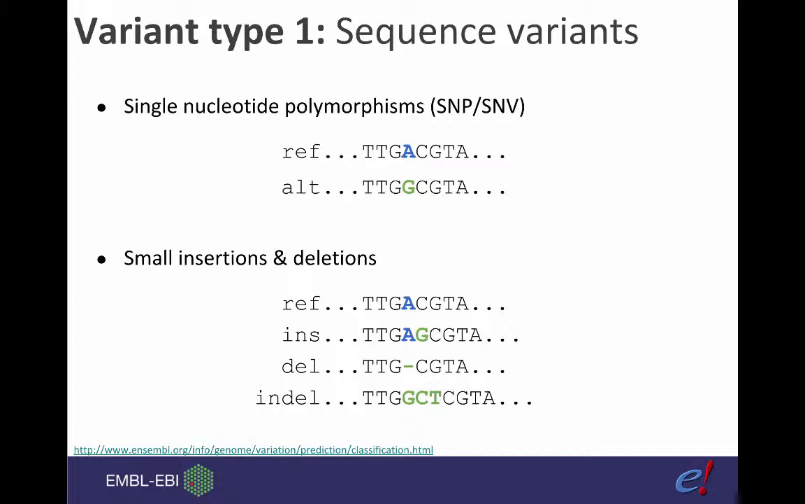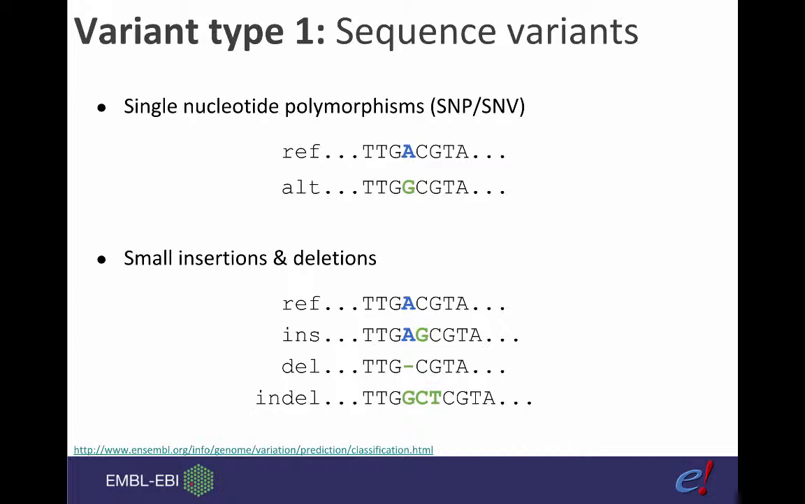We also have small insertions and deletions of a couple of base pairs, or less than 50 base pairs in length, as I said before. So we have an insertion where a novel allele is inserted into the sequence and lengthens the sequence, and a deletion where the original allele at a certain position is deleted and the sequence becomes shorter. We can also have an indel where both of these happen, so we lose the original allele at a certain position but gain new alleles and lengthen the sequence at the same time.